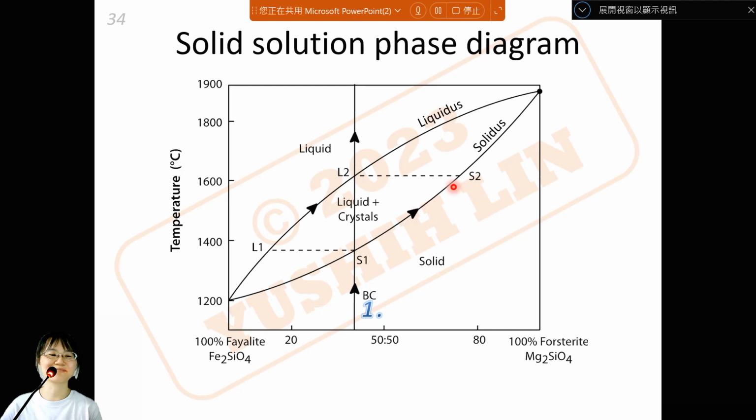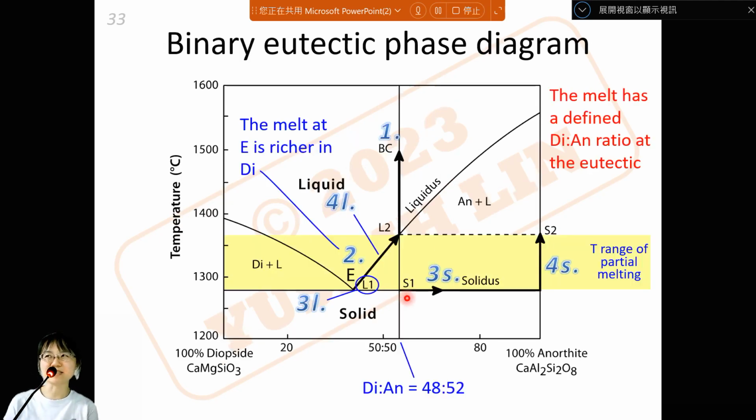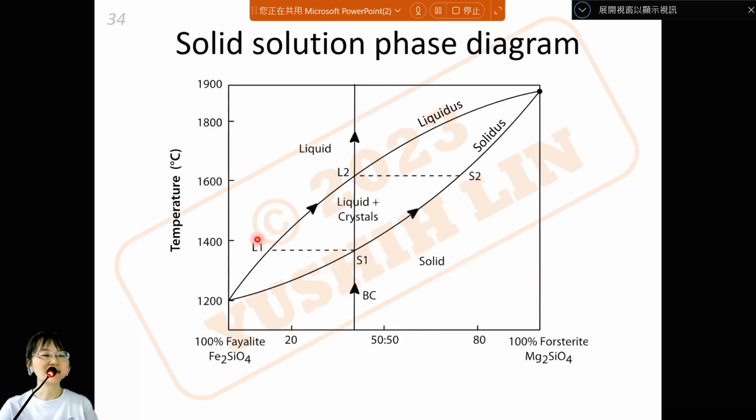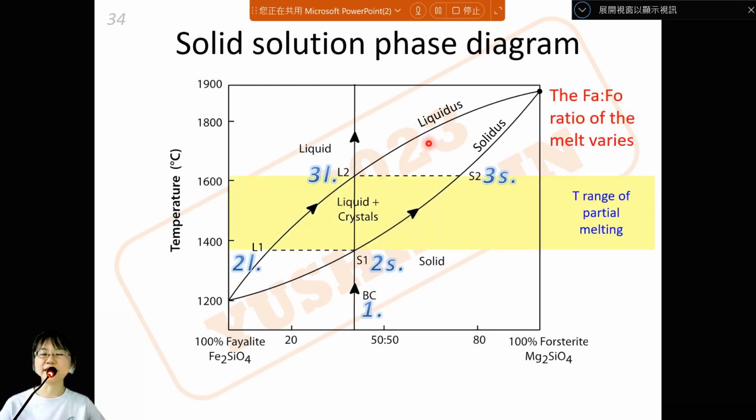Now you see the difference? This one, when the magma extracts, always has the so-called best composition, no matter how the solid composition changes. But here, the magma composition will change according to the solid composition. The line here, from here to here, they almost have the same width. So it's proportional to the solid composition until everything melts above the liquidus. The nature is the Fa to Fo ratio of the melt will change depending on the solid composition.